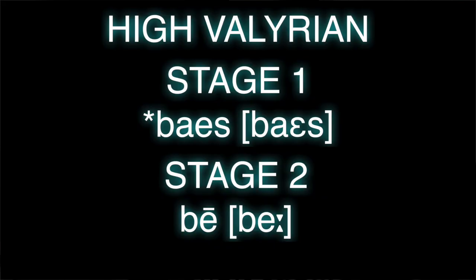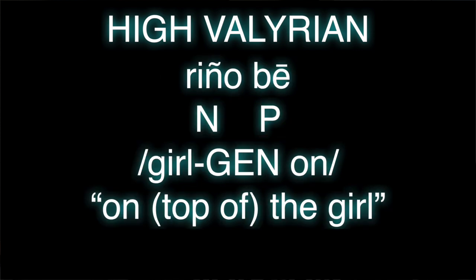What happened in the history of High Valyrian was that this word bais shortened up and became a postposition. So it altered itself phonologically, or the people who spoke it altered it, I guess. Well, realistically, I did, because I'm the conlanger. But anyway, bais became be with a long E. And so now that it's a postposition, it is a postposition because it came second, because that's where possessees go. And so you have rinyobe, which means on top of, or in some cases above, the girl.